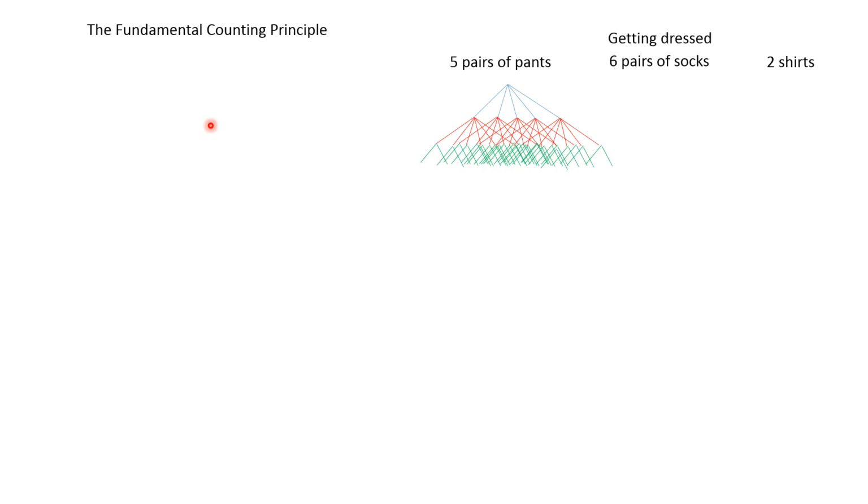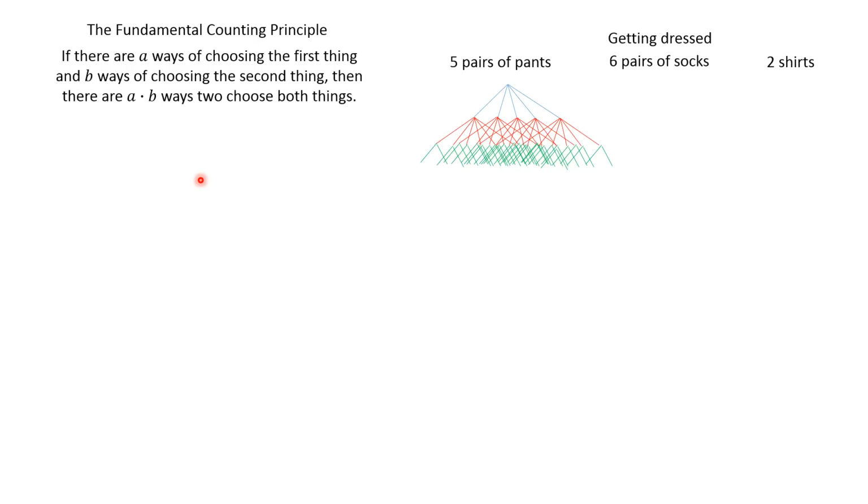Well, the fundamental counting principle says if there are A ways of choosing the first thing and B ways of choosing the second thing, then there are A times B ways to choose both things. And the nice thing about this is it expands to 3, 4, 5, 6, however many things you need to do perfectly. You just multiply them all together.